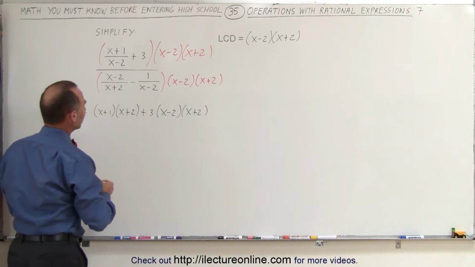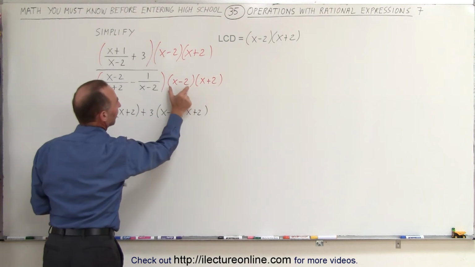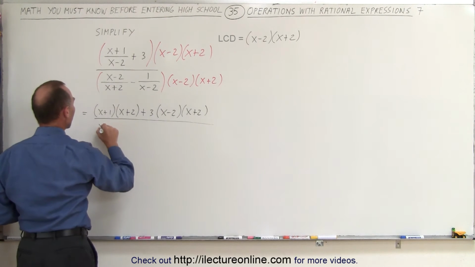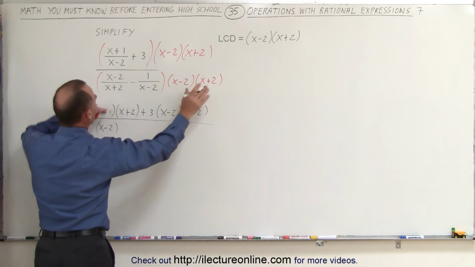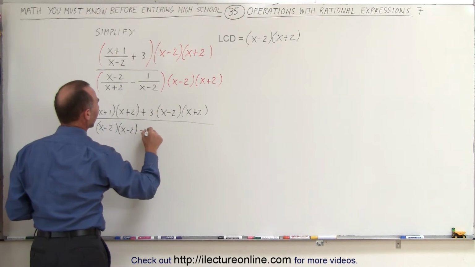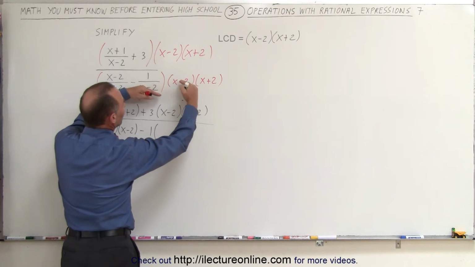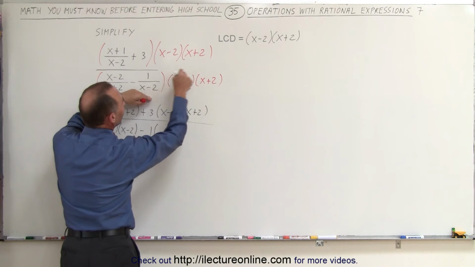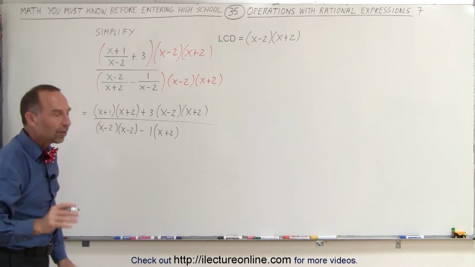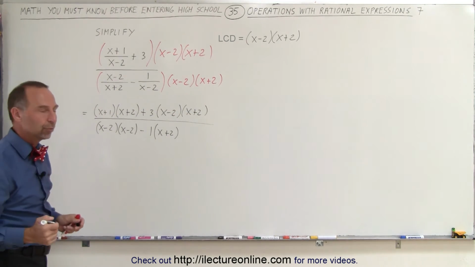In the denominator, notice when we multiply this fraction times this, the x plus 2 cancels out and I'm left with the x minus 2. So the denominator becomes x minus 2 times what's remaining, which in this case is the x minus 2. Minus 1 times, now here the x minus 2 cancels out, we're left with the x plus 2, so it's 1 times x plus 2. Now to simplify this further, we should multiply everything out and combine like terms.